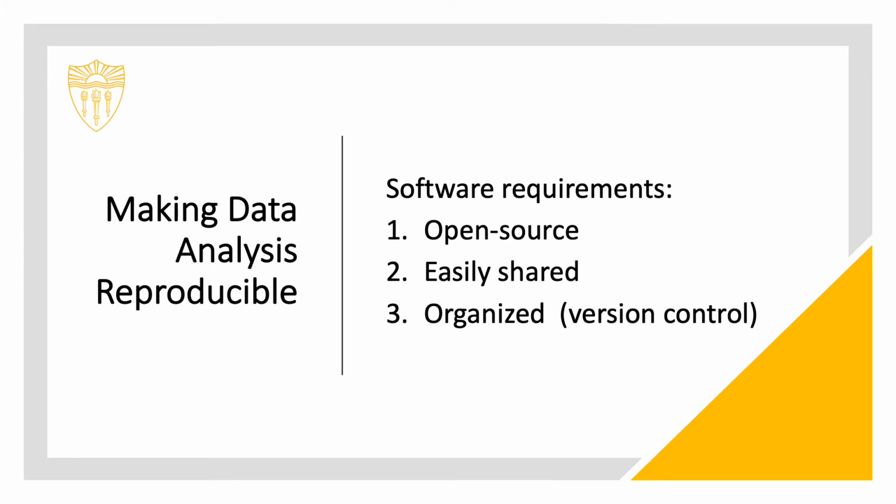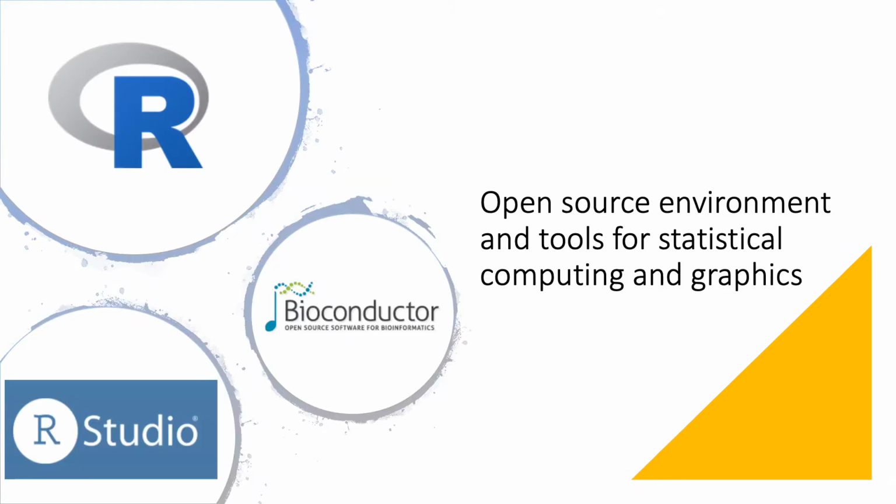To help us, we want software with the following properties. We want it to be open source. This is for transparency of the methods, easily shared, and organized with version control. Version control allows us to store different versions of the same software in an organized system. Software that meets these requirements will allow us to create what we call reproducible research.